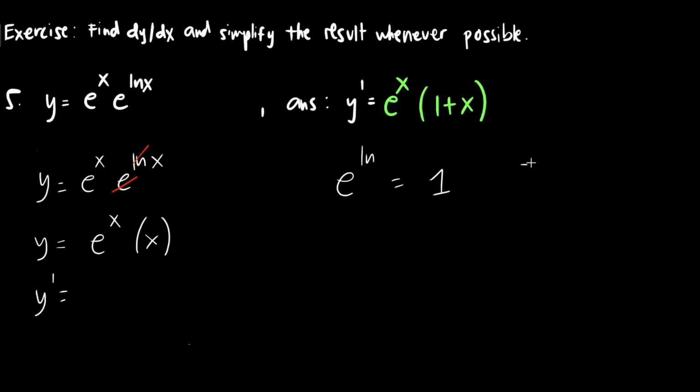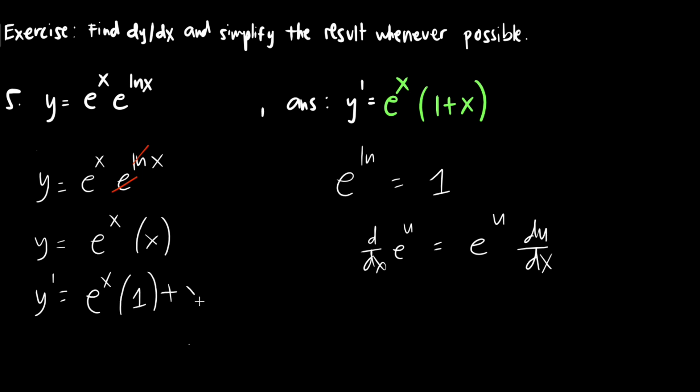So take note of the derivative: d over dx of e raised to the x is just equal to e raised to the x du over dx. So e raised to u is equal to e raised to u du over dx. So take note of that one. So we have e raised to x times the derivative of x, which is just equal to 1, plus x times the derivative of e raised to x, which is equal to e raised to x. So the derivative of x is just equal to 1.